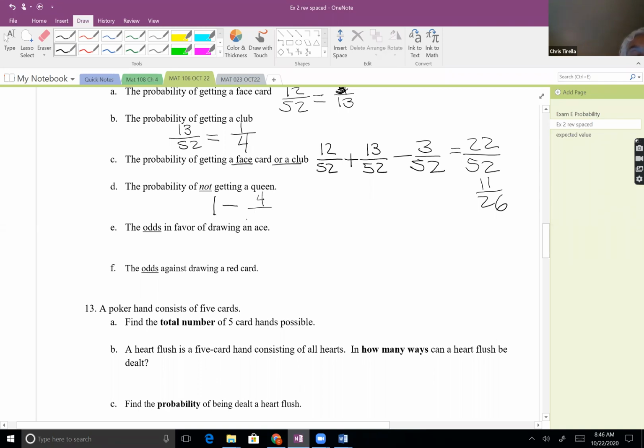4 of the 52 cards are queens. Subtracting that will give me 48 of the 52 are not queens. And that would reduce to 12 13ths.